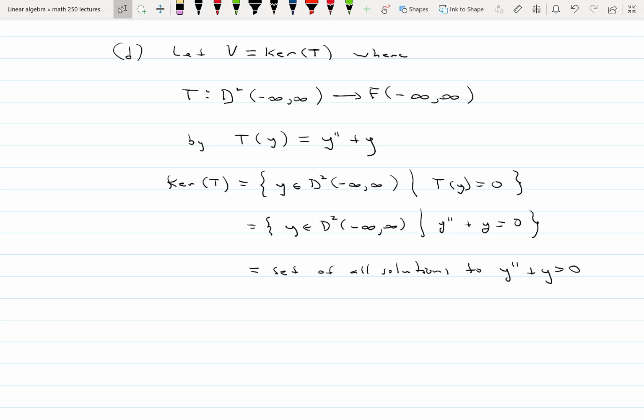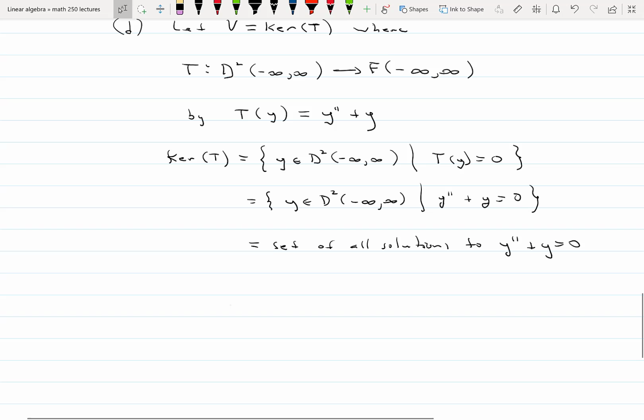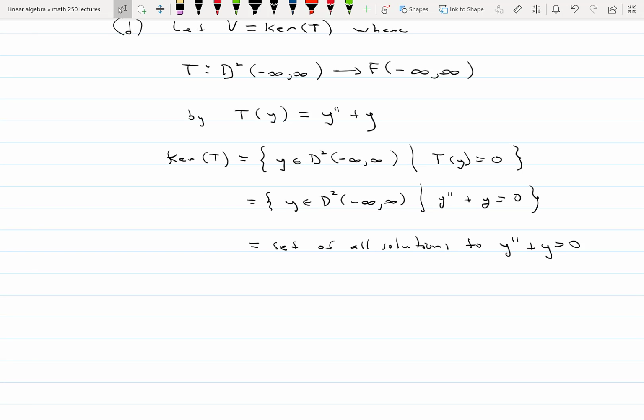So we're looking at coordinate vectors of vectors within vector spaces. The kernel of a linear transformation is everything that gets sent to 0. In this case, it is the solutions to the second order differential equation. We happen to have a lot of information about the solutions to this differential equation. We looked at this in section 4.2, a very, very simple differential equation.